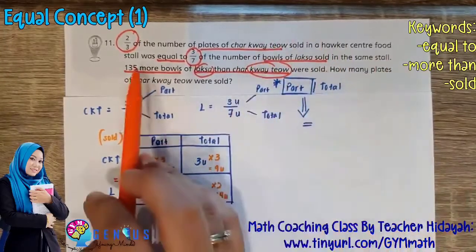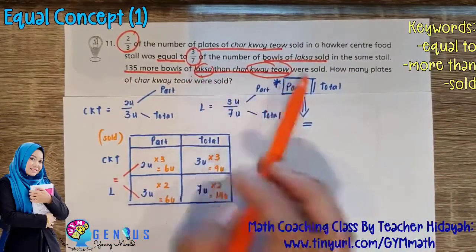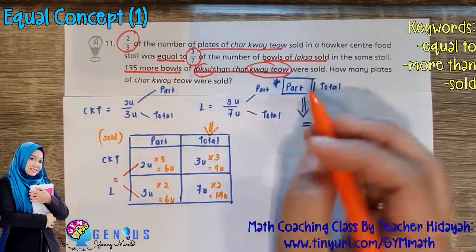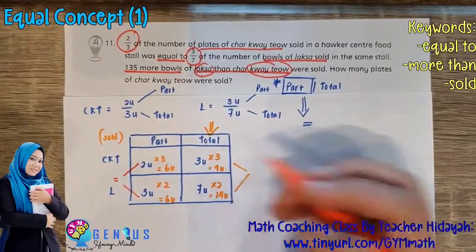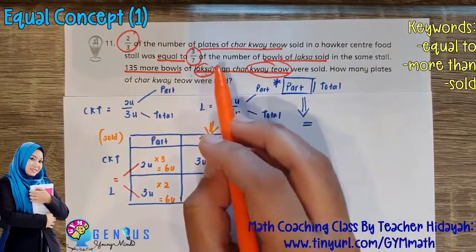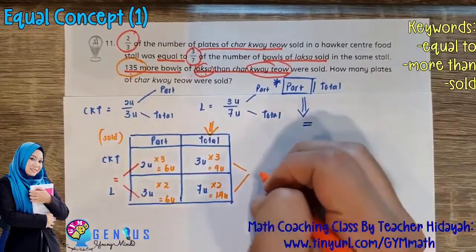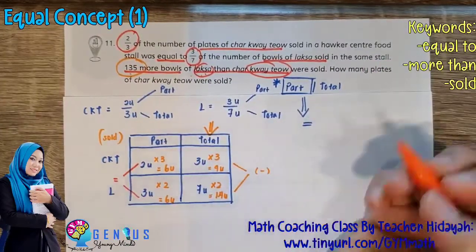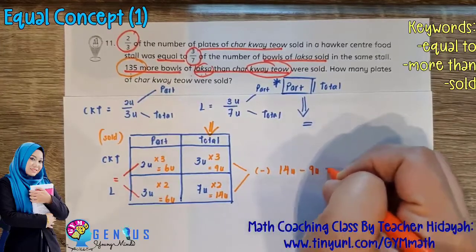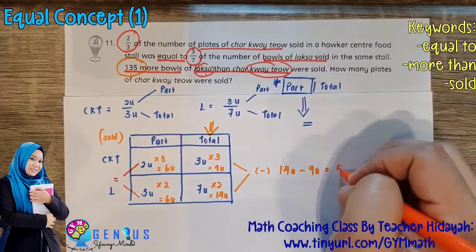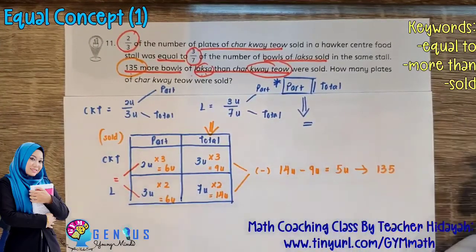And if you go back to the question, we are comparing the total number of laksa and char kway teow. So we look at the total number of laksa and char kway teow. If you look at the question, the laksa is more than the char kway teow. How many more? 135 more. So which means you have to minus them. Okay, so we take 14 units minus 9 units equals 5 units. And this 5 units is actually 135.